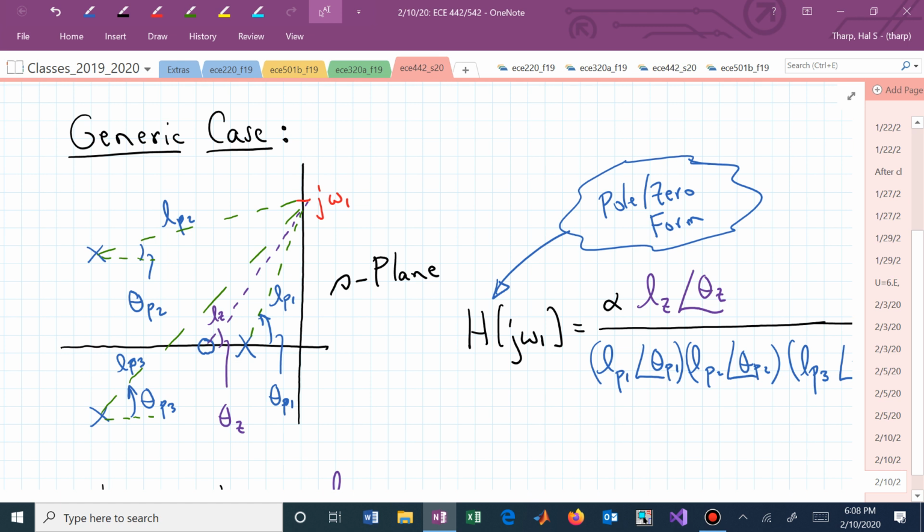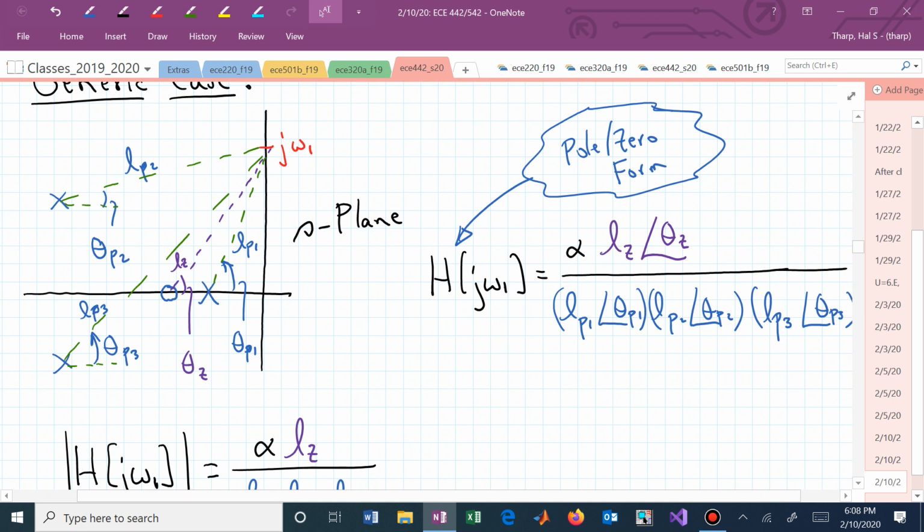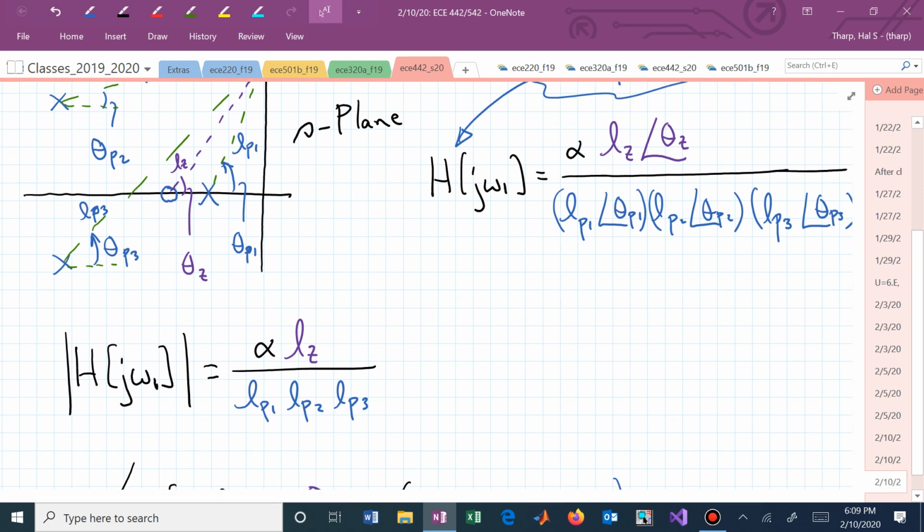Those are the L's. We have an L sub z for the single zero, and then we have 3 lengths. We have 3 pole angles, and we have 1 zero angle, and we might have a gain alpha that we have to keep track of. In our example, that alpha was 600 when in the pole zero form. To find the magnitude, we would just, and if you had a ruler or dividers, how many know what I mean when I say dividers?